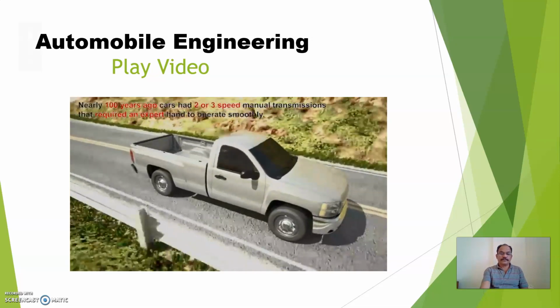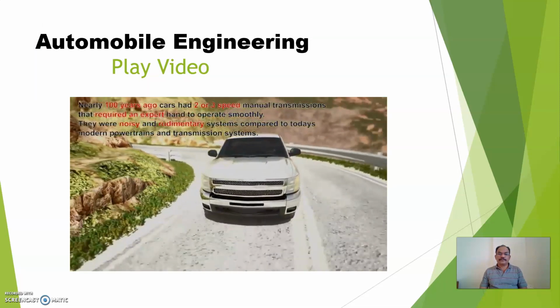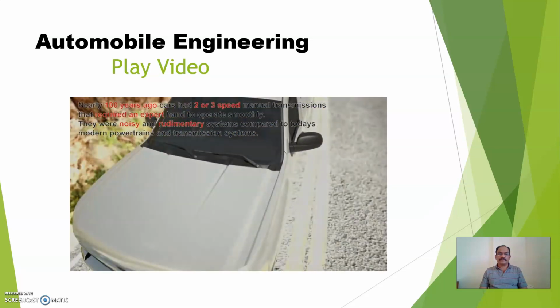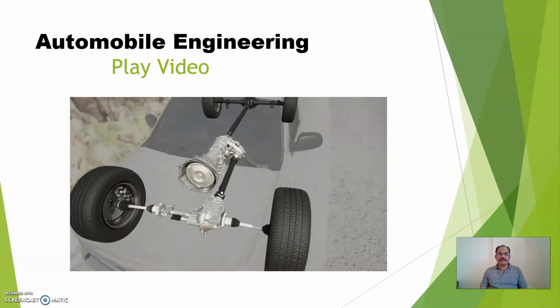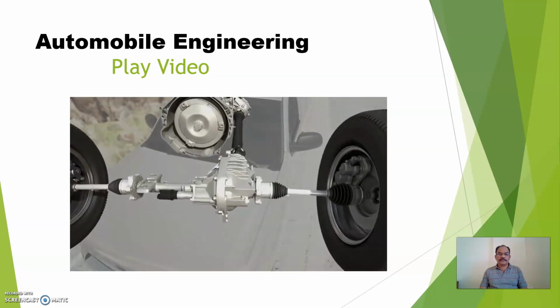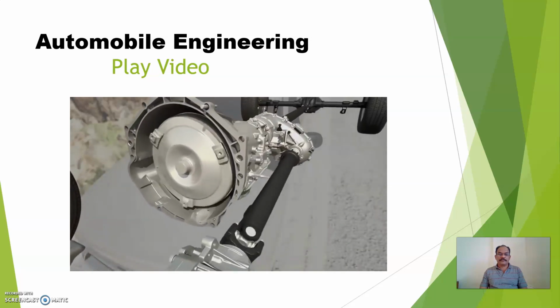Nearly 100 years ago, cars had 2 or 3-speed manual transmissions that required an expert hand to operate smoothly. They were noisy, rudimentary systems compared to today's modern powertrain and transmission systems. The vehicle's powertrain and transmission system transmits engine power to the vehicle wheels. It provides for multiplication of engine torque, or twisting force, to accelerate the vehicle from a stop or for carrying heavy loads, like trucks. The system also allows for engine speed reduction to save fuel and reduce noise. Key components include a transmission or transaxle, a transfer case and four-wheel drive or all-wheel drive, a propeller shaft to drive the rear axle, drive axles to drive the wheels, a clutch for manual shift, and a torque converter for automatic shift.